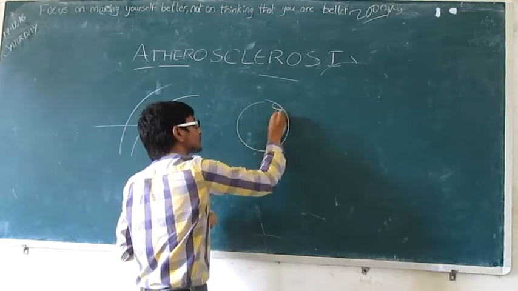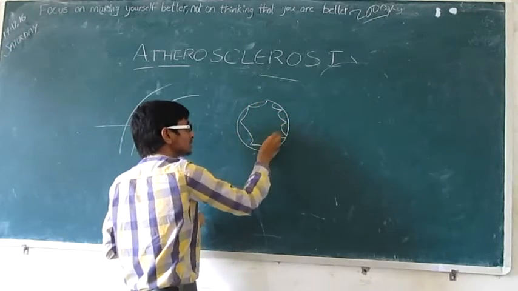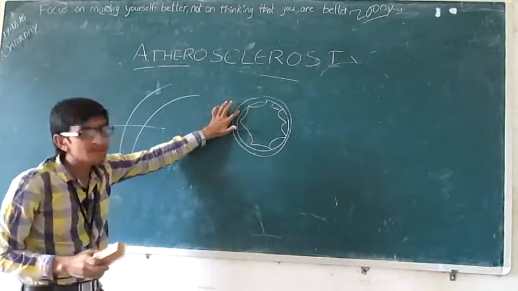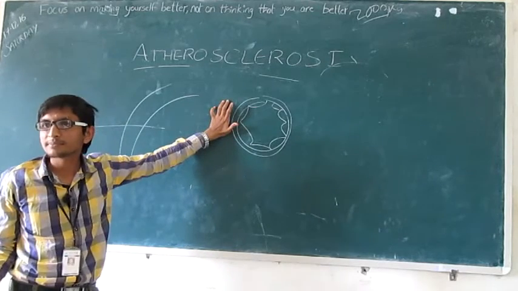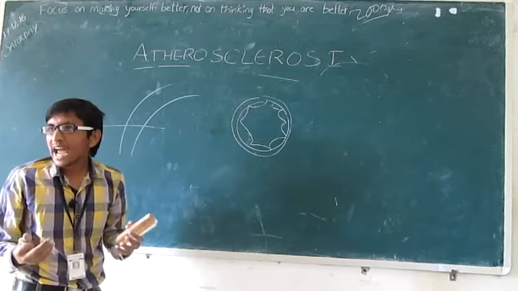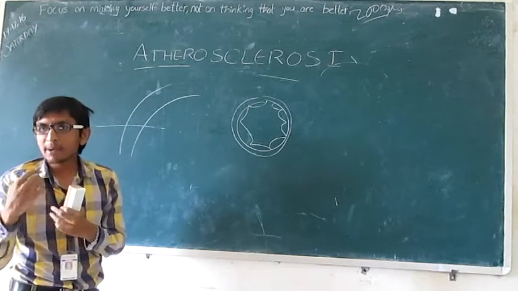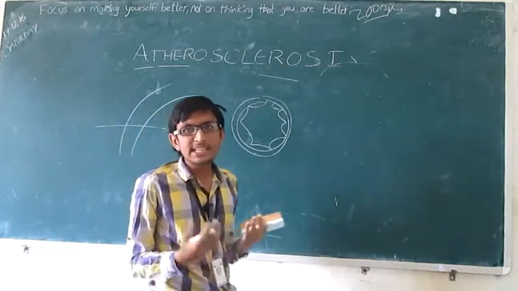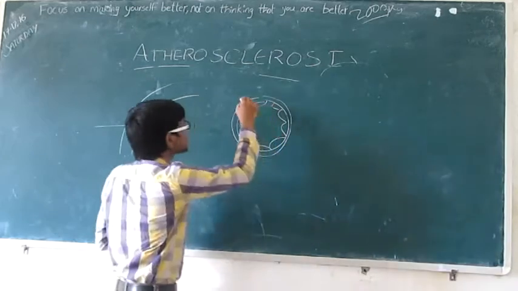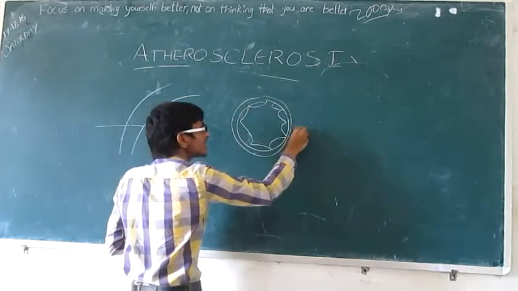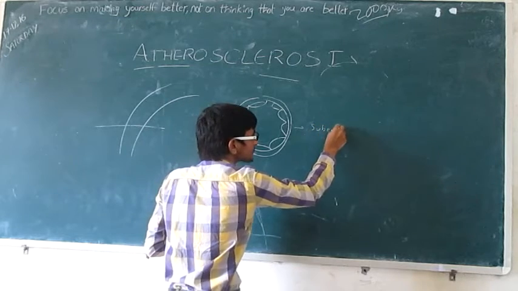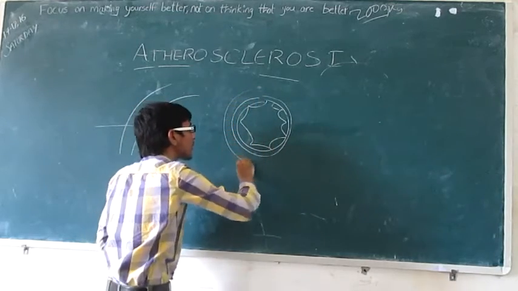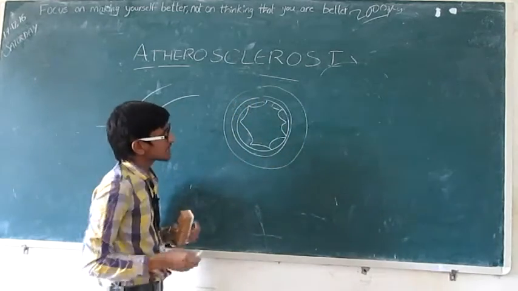These are your endothelial cells and they rest on what? Basement membrane. See, next to this basement membrane, we have a very special layer. Or rather, I should say, we have a gap, a space. So this gap or space is given a very special name. What is that? It is called the subendothelial space. So this is your subendothelial space.